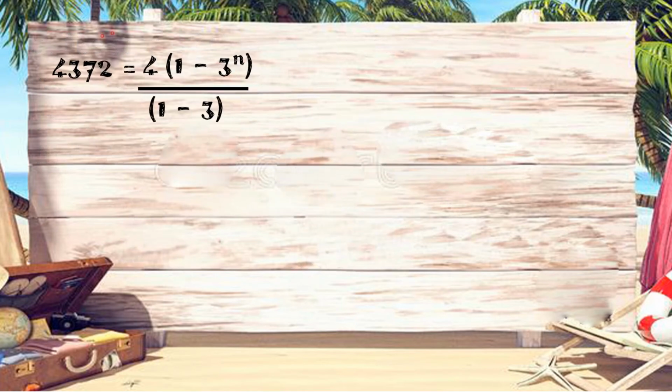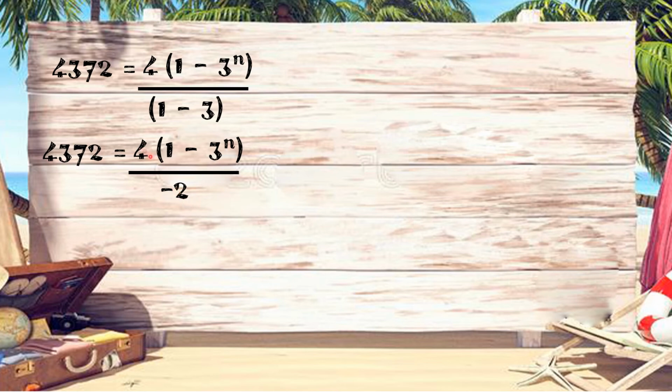Lipat lang natin sa mas malaking board. Okay, so we have 4,372 is equal to 4 times the quantity 1 minus 3 raised to n all over 1 minus 3. So, ito muna. 1 minus 3 is negative 2. And then, pwede naman nating i-divide yung 4 tsaka negative 2.